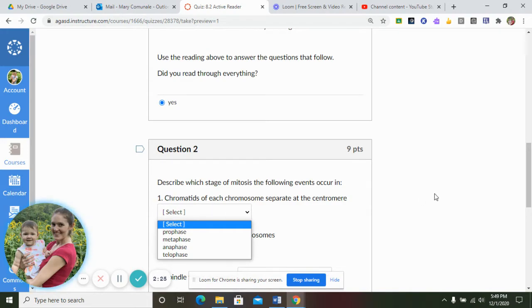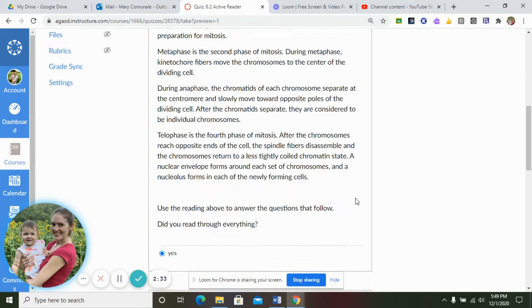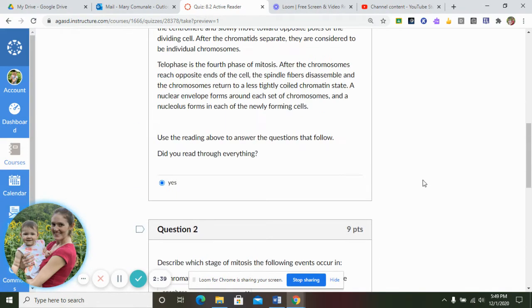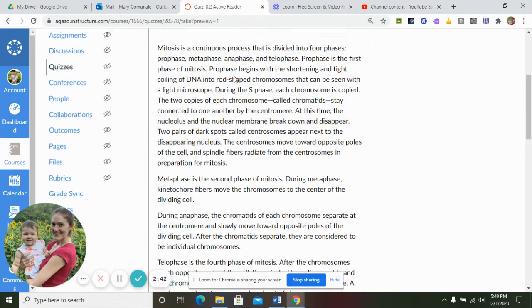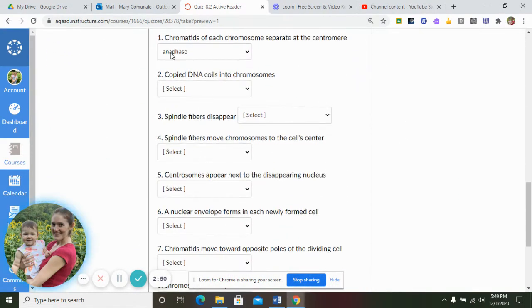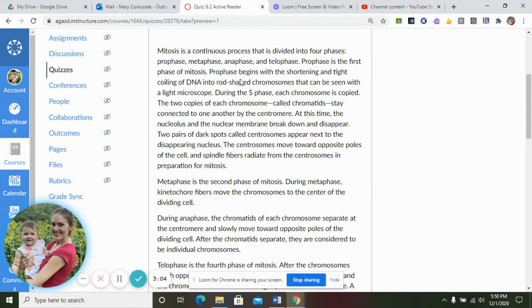Chromatids of each chromosome separate at the centromere. So let's see, they separate. During anaphase, the chromatids of each chromosome separate at the centromere. So for this first one here, I'm going to go with anaphase. Copied DNA coils into chromosomes. Let's scroll back up here. Let's see, prophase, tightening and coiling. During the S phase, they're going to be copied. So we're going to go with prophase. Now, whenever we talked about this stuff before, we know that the coiling and everything actually starts to happen in interphase. So it's not exactly accurate with what they have written here.